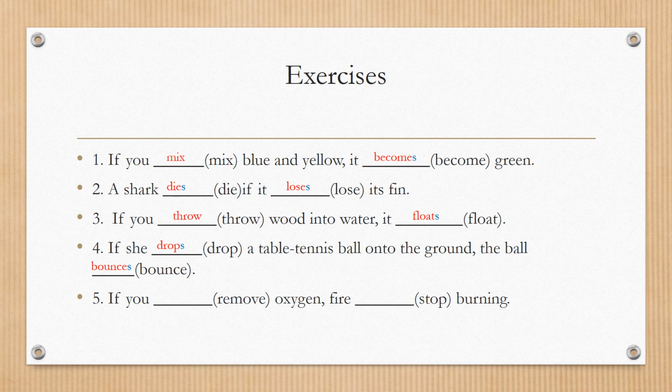And for the last question, if you remove oxygen, fire stops burning. So this is a universal truth. So of course, we use present tense for the main clause and the if clause in conditional sentence type 0.